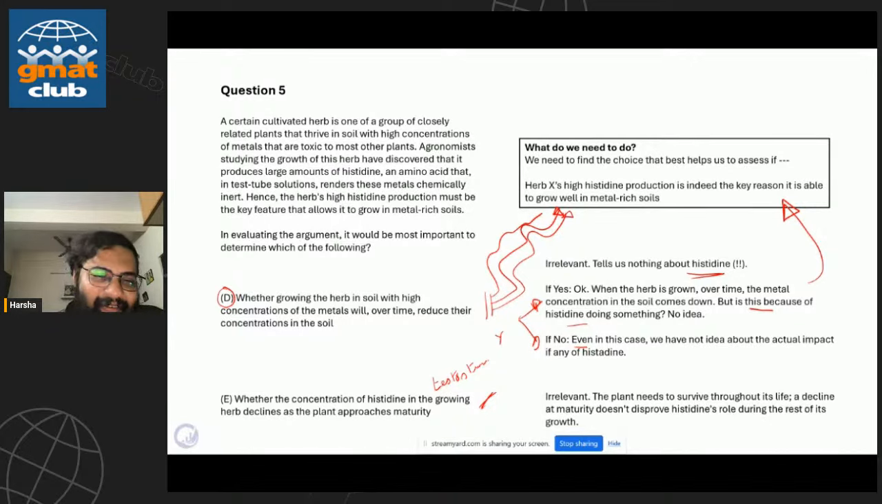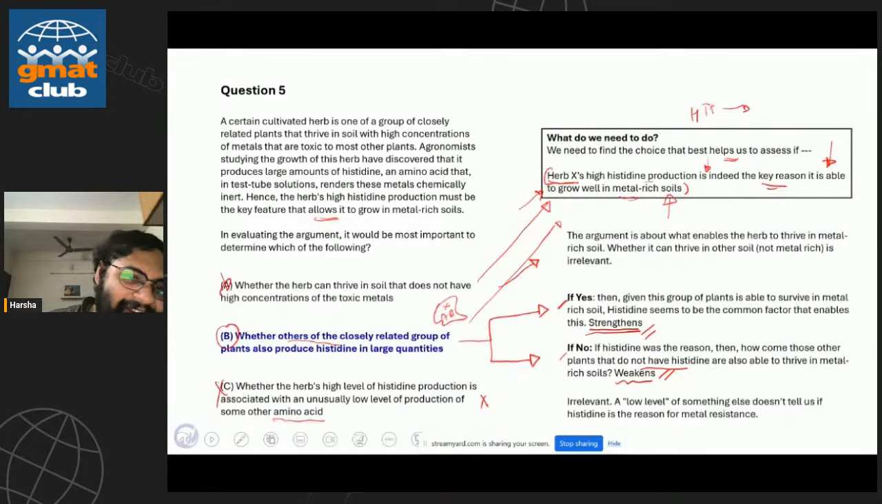In a similar vein, maybe the concentration of histidine in the growing herb declines as the plant grows older. Great. It doesn't tell you anything about whether it is this histidine itself which enabled it to keep growing in those metal rich soils. It doesn't tell you that. So I hope you see even E is irrelevant. B is the only legitimate candidate here.